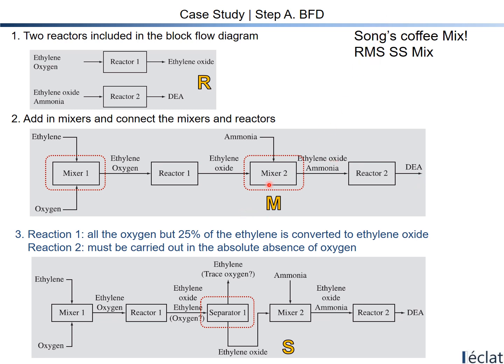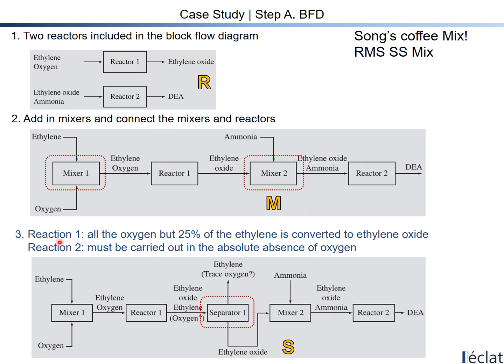In this block flow diagram, we have assumed that all ethylene and oxygen is converted to ethylene oxide, and that ethylene oxide and ammonia go to DEA at 100%. However, it is very difficult to obtain 100% conversion reactors. So let's go to the third one.